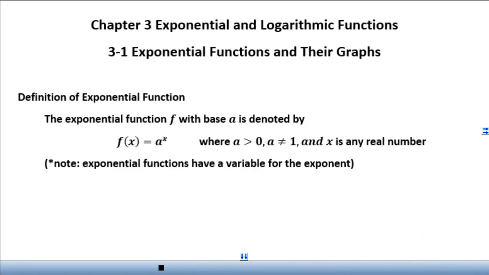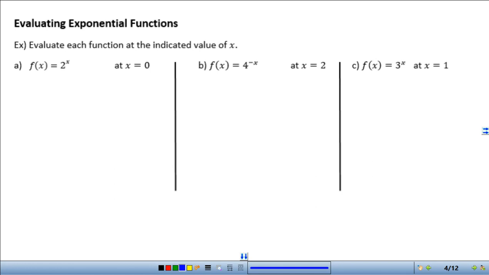It's that crazy easy. So we're going to be doing section 3.1, exponential functions and their graphs. You have a basic description of an exponential function. It is f of x is equal to a to the x, where a is a number greater than 0, a is not equal to 1, and x is any real number. So to get into the nitty-gritty on exponential functions, you need to evaluate the function at the indicated value of x. Again, it's like the warm-up.